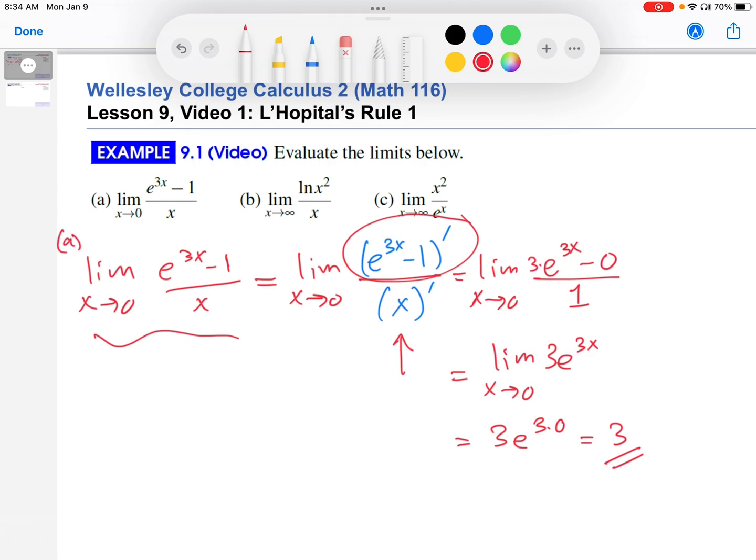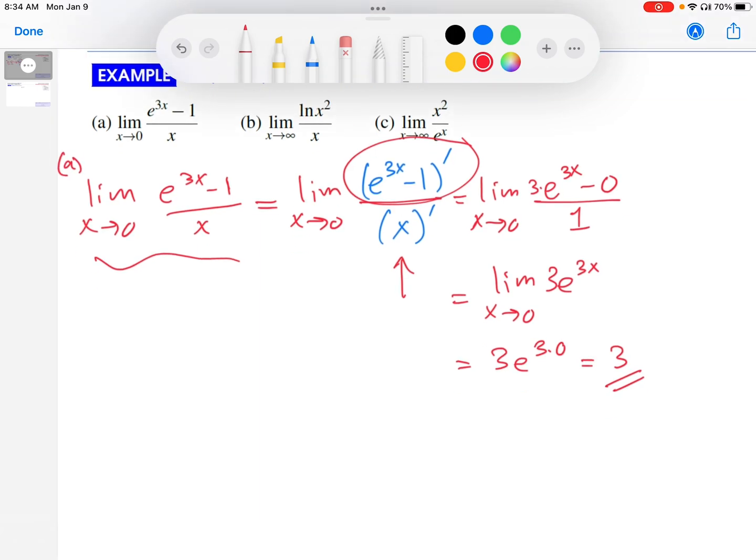So that's part A. You can see that I started off with a fairly straightforward example in the sense that you only had to apply L'Hopital's rule once. So that's kind of a hint that you may have to apply L'Hopital's rule multiple times. We'll see that in part C. Okay, let's look at part B here.